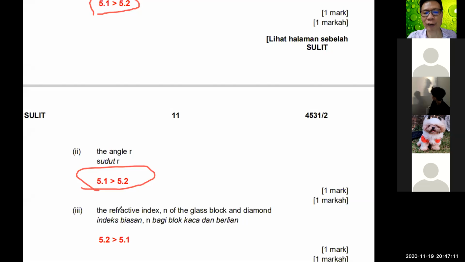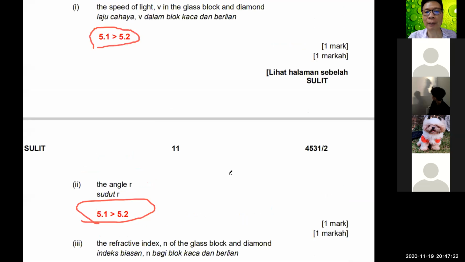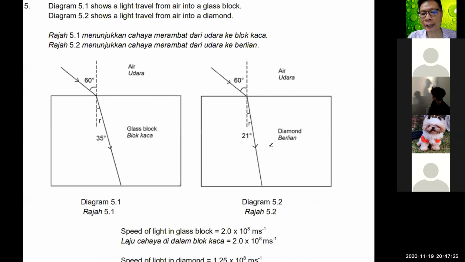Okay, the next one is refractive index n. Now 5.2 is bigger. Why then? Why does 5.2 become bigger now? Okay, let me explain. Diamond has higher density. When the density is higher, the refractive index also becomes bigger. Denser medium, the refractive index becomes higher. This one is less dense, the refractive index is smaller. That's why the refractive index in 5.2 is bigger than 5.1. Okay, what is the meaning of refractive index? It means this.